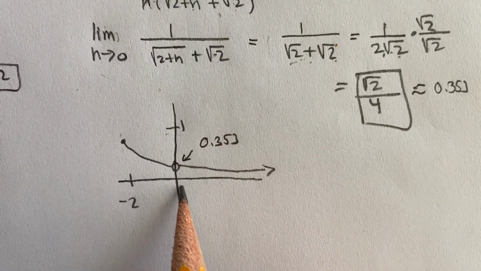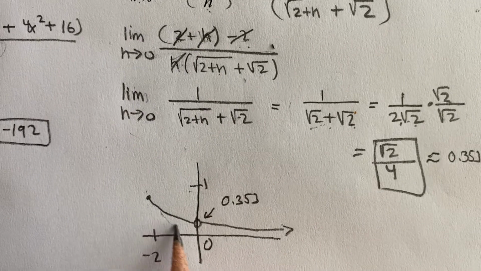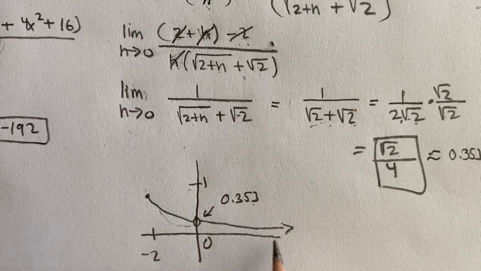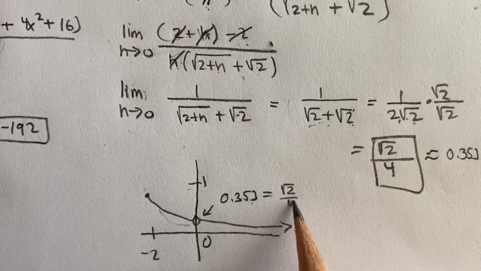The limit as x approaches, or sorry, in this case it is h, right, but we'll call it x. From the left side is going to 0.353. From the right side is going to 0.353, or root 2 over 4, right? This is exactly root 2 over 4.